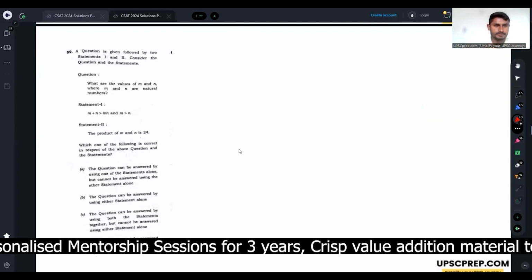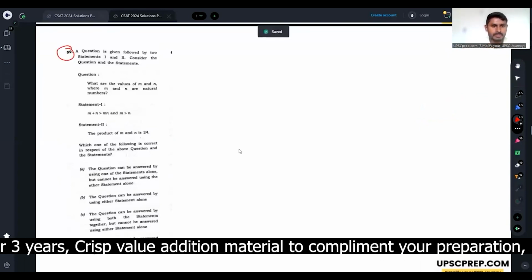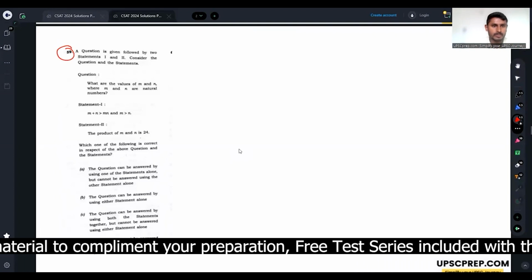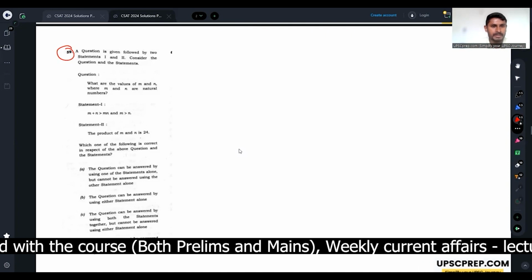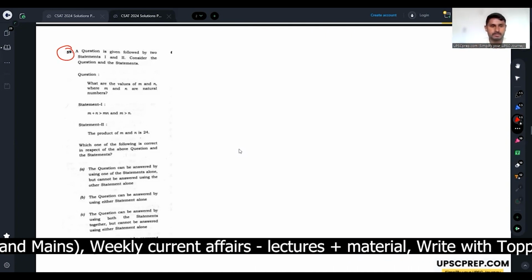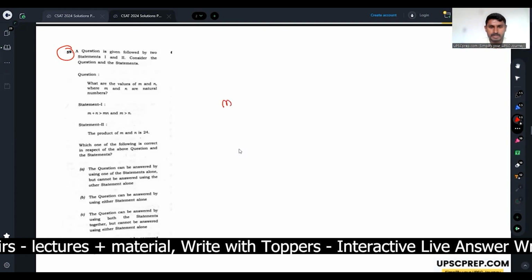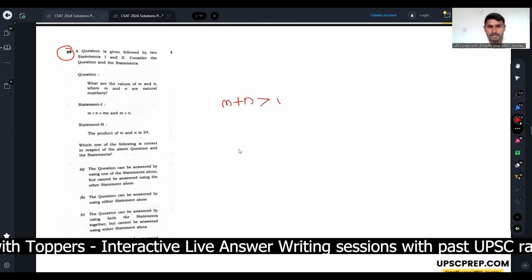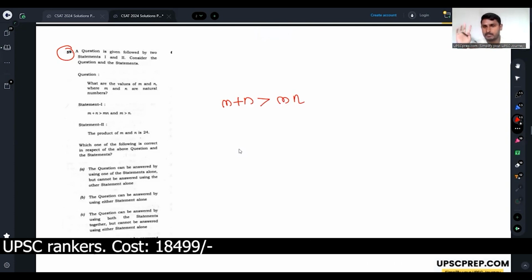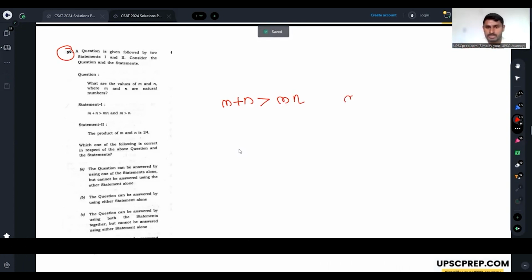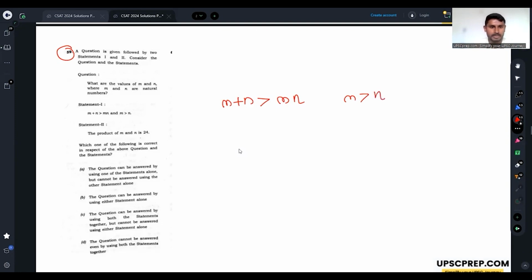See this 59th one. A question is given followed by two statements, one and two. The question is, what are the possible values of m and n, where m and n are natural numbers? M and n should be natural numbers. Statement one is m plus n should be greater than m into n. The sum of two natural numbers should be greater than their product. Then one more condition is m is greater than n. And this is statement 1, and statement 2 is the product of m and n is 24. M into n should be 24.